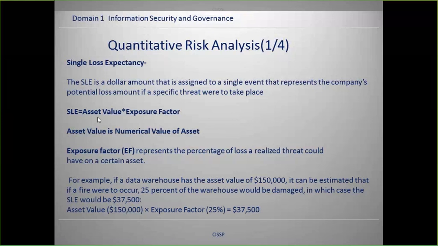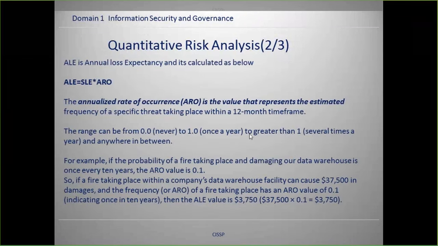Okay. Next, single loss expectancy is not the final answer. After that, you need to calculate the annual loss. Annualized loss expectancy uses a value that represents the estimated frequency of a threat taking place within a 12-month time frame. Single loss was assigned to a single event, like a fire breaking out or an earthquake occurring. In yearly terms, you are trying to calculate the rate of occurrence in a year. What are the chances that a fire can break out in a year? If you say 2 in a year, 3 in a year, once in a year, once in 10 years, that is the annualized rate of occurrence. This ranges from never, to 1.0 for once in a year, to greater than 1 for several times in a year.